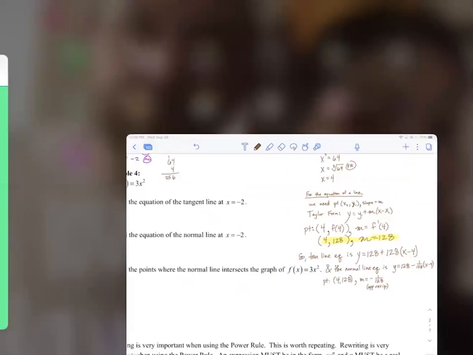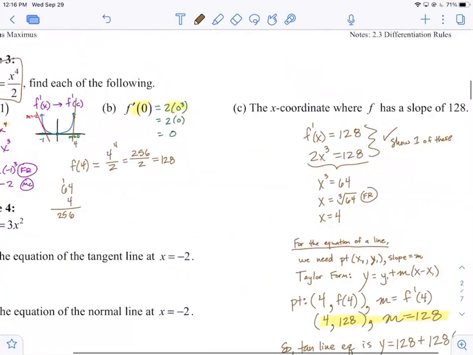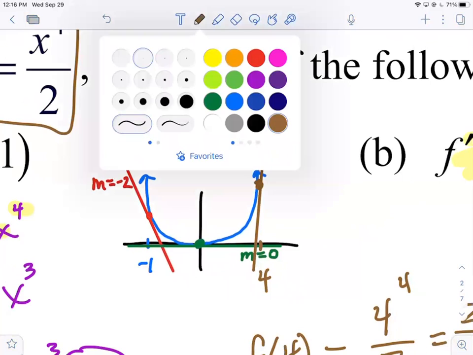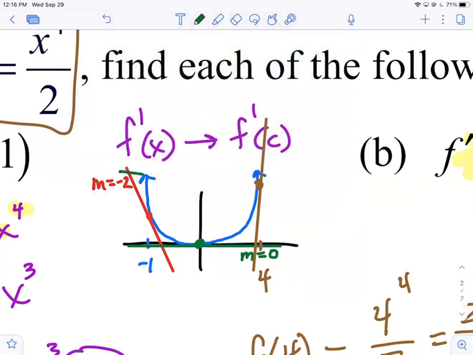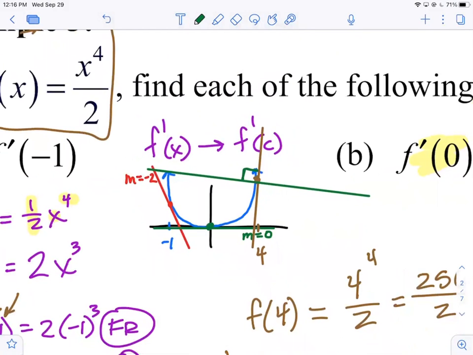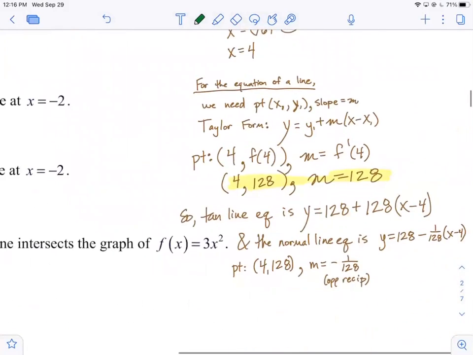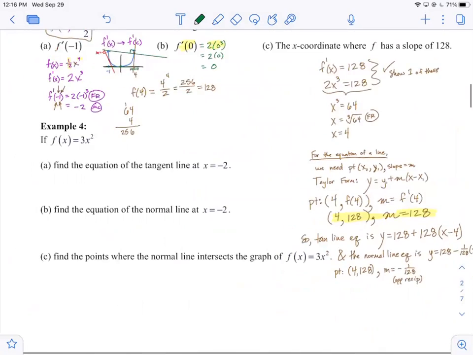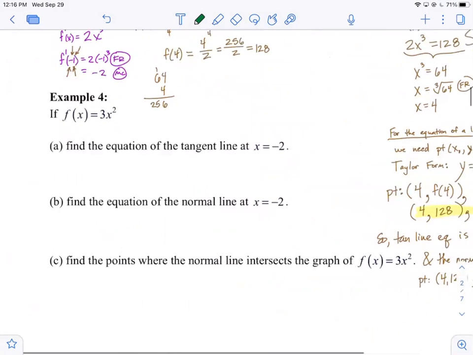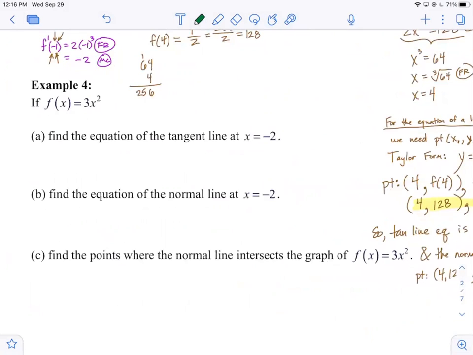So the normal line, if you're interested in drawing it, would look something like this. It would come in here perpendicular. And you could tell that since the tangent line is very steep, the normal line is very shallow, right? Okay, so just add a little bit extra to that. All right, go ahead and do example 4A and B then on your own.